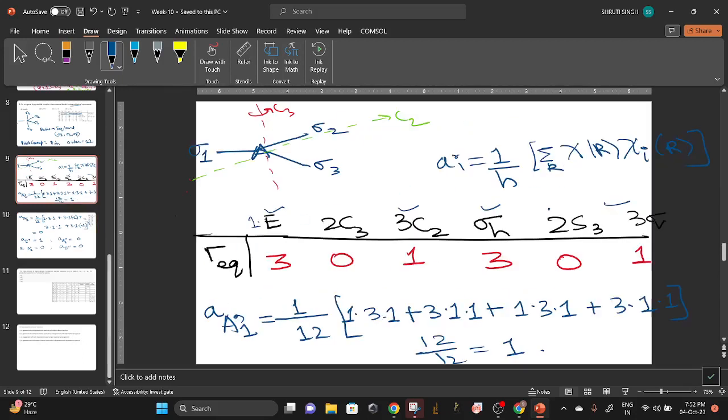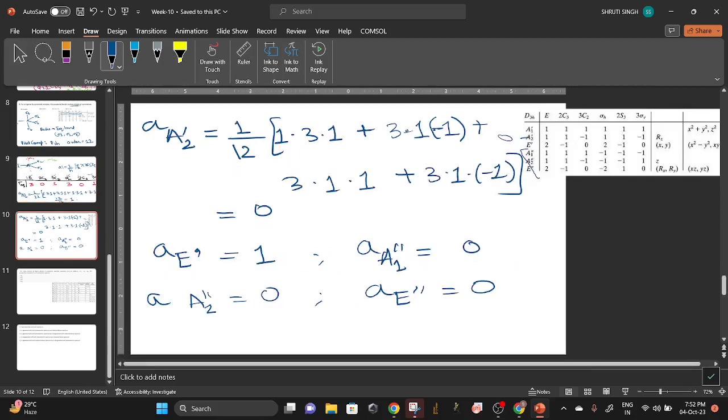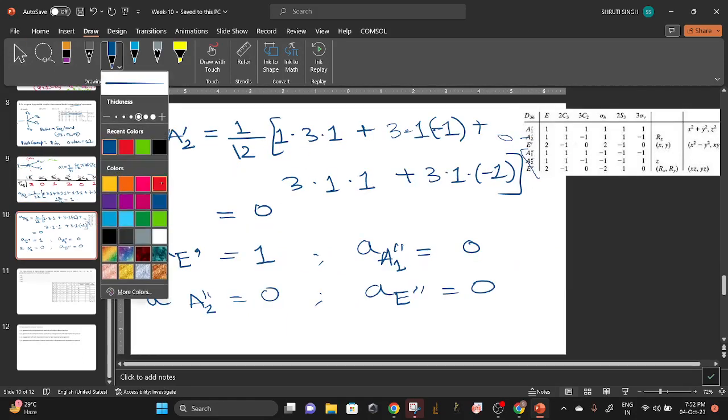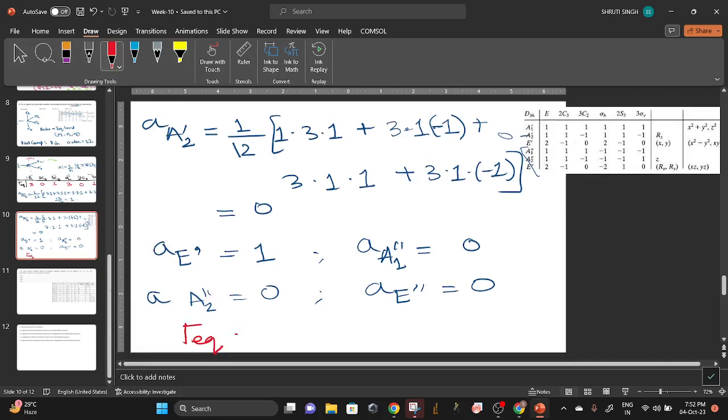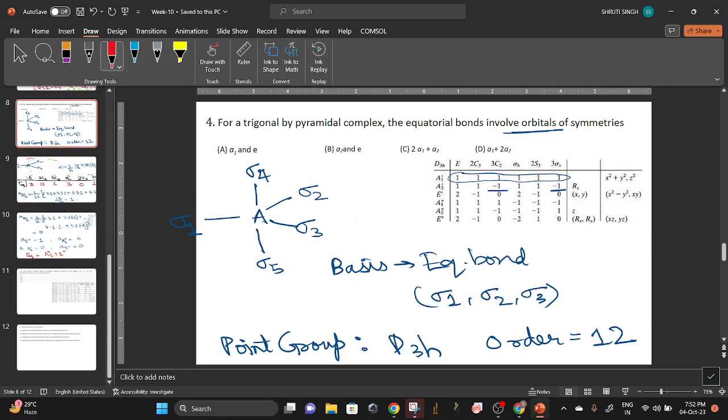So what was our basis? Equatorial bonds, right? So here this gamma equatorial, which was reducible, has contributions from A1 dash plus E dash. So here the answer will be A1 dash plus E dash. The answer is not given that way actually, so the correct answer should be A1 dash plus E dash.